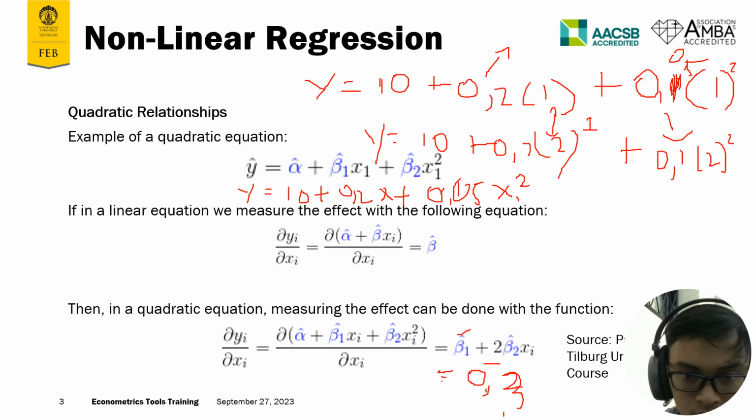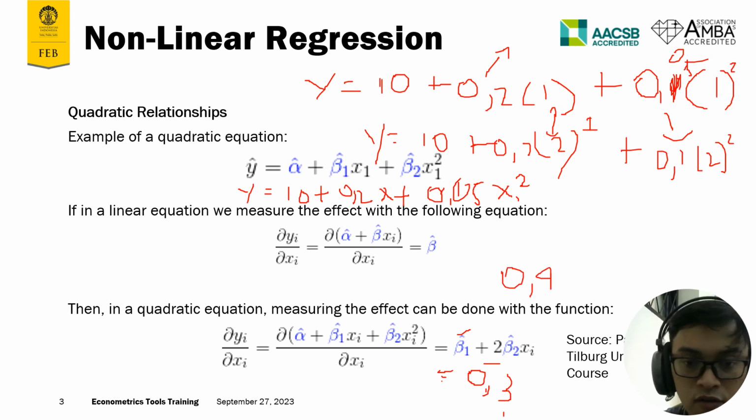I'm sorry. Let's change the idea. This one is 0.2, and this one is 0.05 for example, and we multiply by 2, so it's 0.1 multiplied by 1. And if the x is 2 now, it will be 0.2 plus 2 multiplied by 0.05, so it will be 0.1 multiplied by 2, so the incremental is then 0.4.